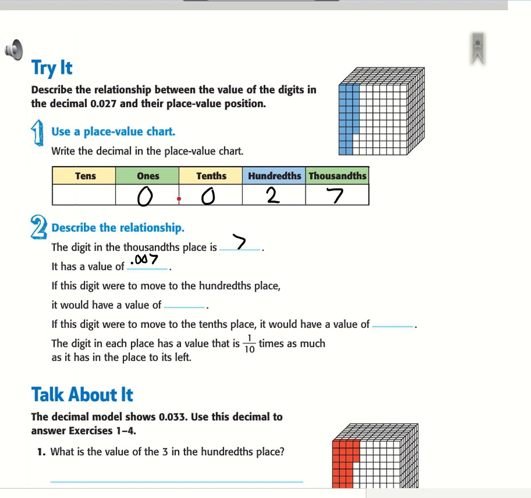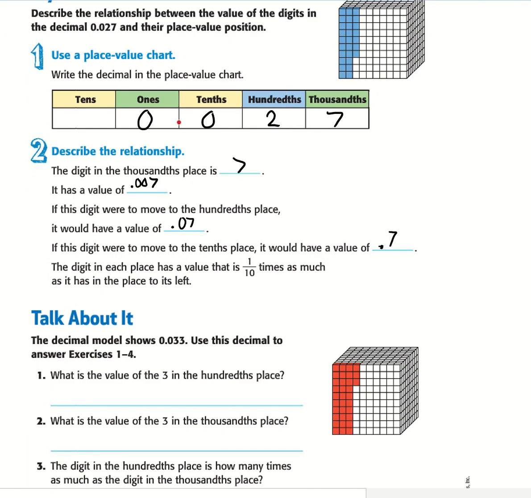If this digit were to move to the hundredths place, it would have a value of 7 hundredths. If this digit were to move to the tenths place, it would have a value of 7 tenths. The digit in each place value is 1/10 times as much as it has in the place to the left. So what that's saying is this is 1/10 times as much, from the thousandths place to the hundredths place, and the hundredths place to the tenths place.